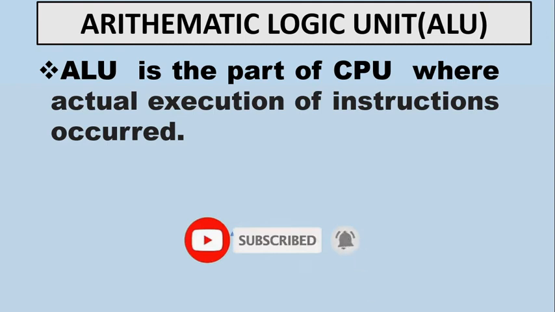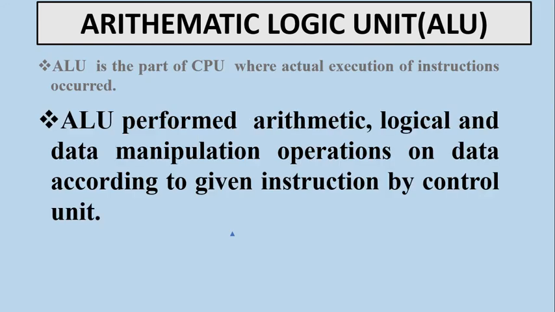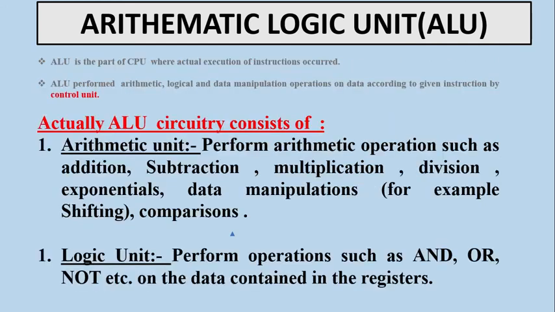Arithmetic logic unit is the part of the central processing unit where actual execution of instructions occurs. ALU performs arithmetic, logical, and data manipulation operations on data according to the given instruction by the control unit. Actually, ALU circuitry consists of two units, arithmetic unit and logic unit. In the arithmetic unit, ALU performs addition, subtraction, multiplication, division, exponential, and data manipulation, for example shifting and comparisons. And in the logic circuitry, ALU performs AND, OR, or NOT on the data content in registers.